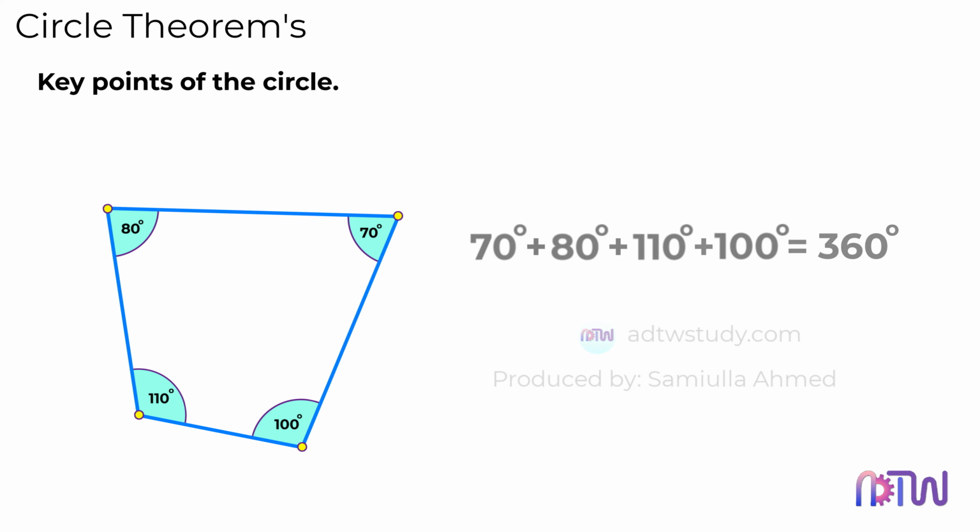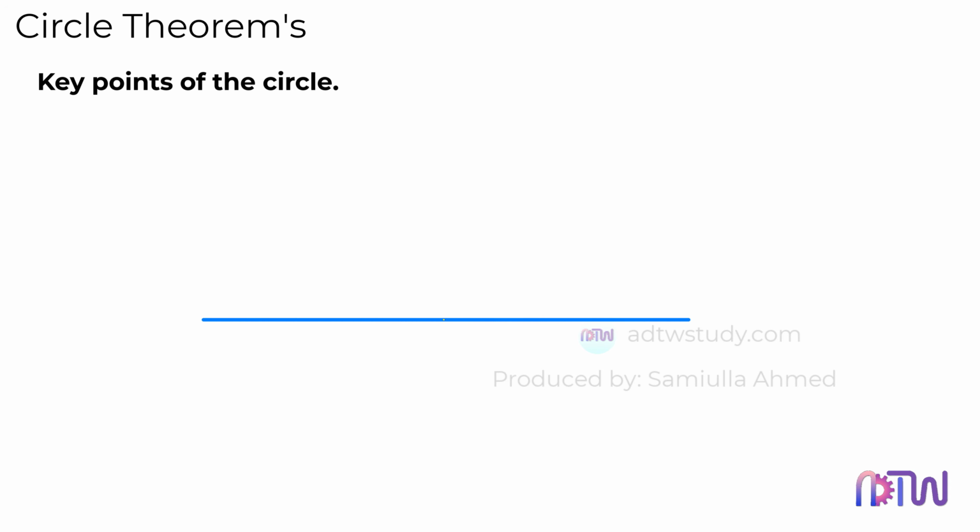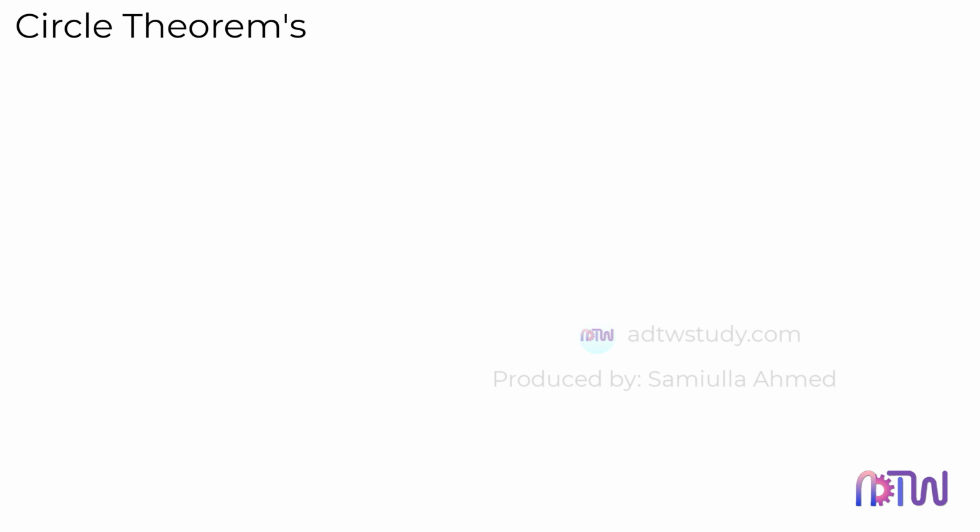Also, a basic fact is that if we consider a straight line with a point on it, the angle created by the straight line at this point is 180 degrees. These are some basic terms we need to understand. Let's start with theorems. Angles in the same segment are equal.